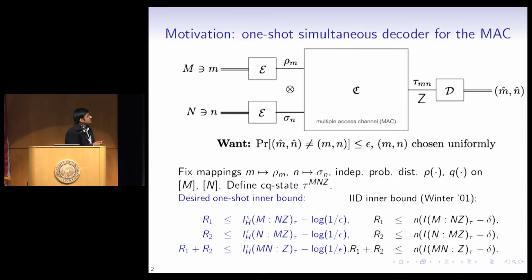Just as a warm-up, let's see how we do this in the classical scenario. In the classical scenario, M is mapped to rho m, which is a particular distribution. N is mapped to the state sigma n, which is nothing but another probability distribution, and the output of the channel is tau m n z. So the overall state I'm representing by tau m n z is a CQ state. In the classical case, it is nothing but the joint probability distribution of the 2 inputs to the channel and 1 output of the channel. In this case, the desired one-shot inner bound is the hypothesis testing mutual information between m and nz, n and mz, and similarly for the sum rate.